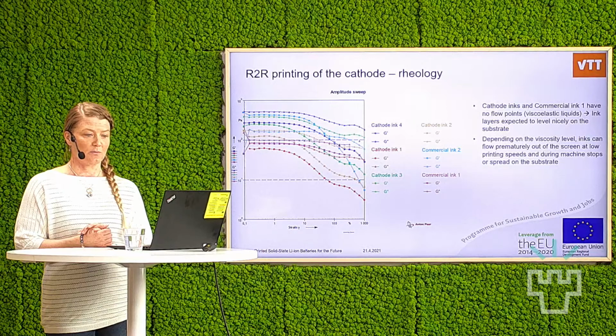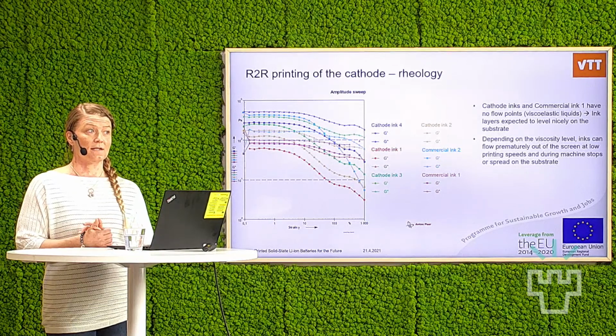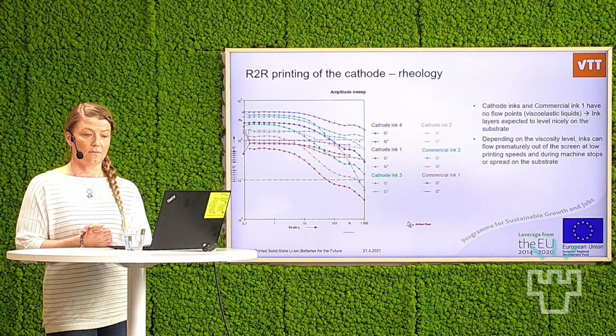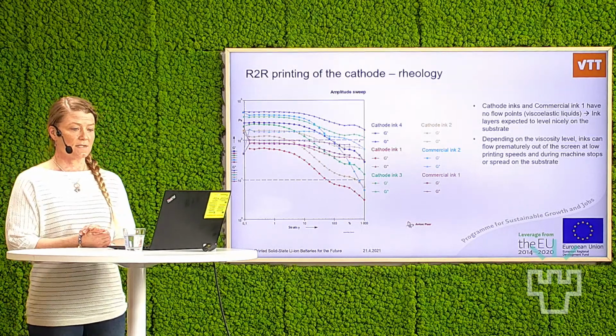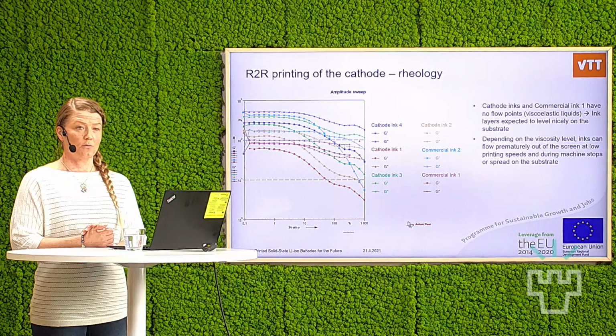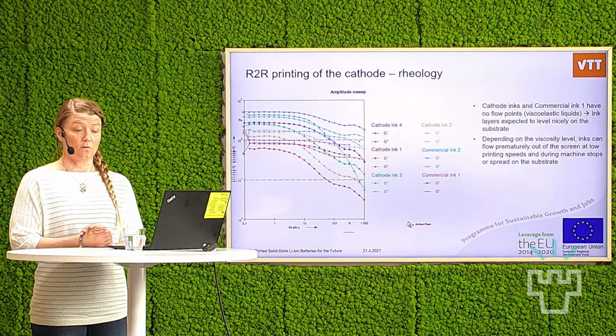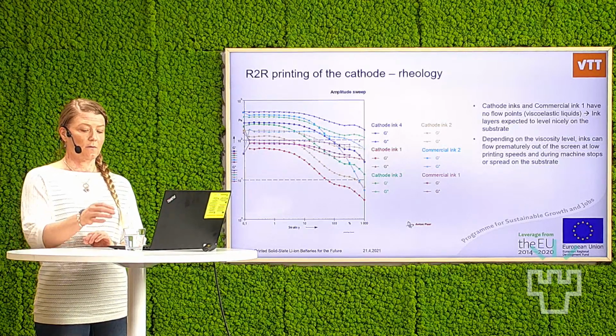the substrate during processing. Of course, depending on the viscosity level, if the viscosity is too low, then the inks might flow out from the screen at low printing speed or during the machine stops. Or they can also cause some spreading of the printed pattern.